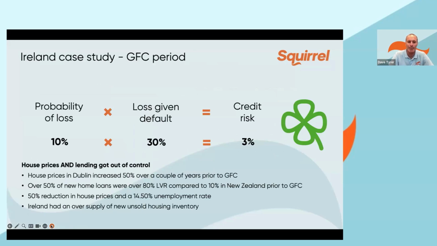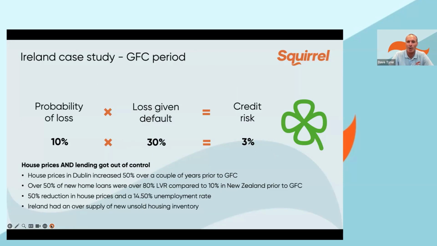So during that GFC period, they had a 10% loss rate, so probability of loss 10%. And when a loss occurred, it was eating 30% of the value of the loan. Okay, so that's a pretty severe scenario. So in order to plan for that, you needed a credit risk in that tail risk situation of 3%. Okay, so that's what you had to kind of plan for as a lender. Did they? No, unfortunately they didn't.